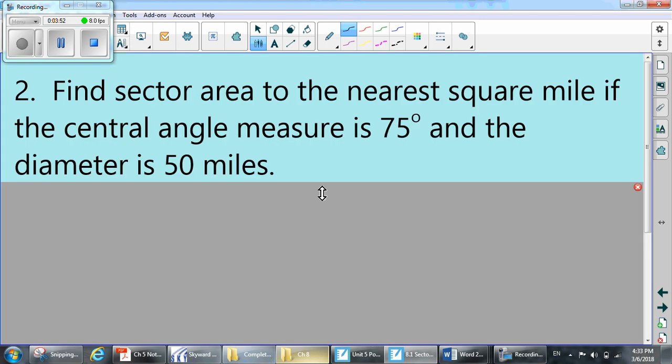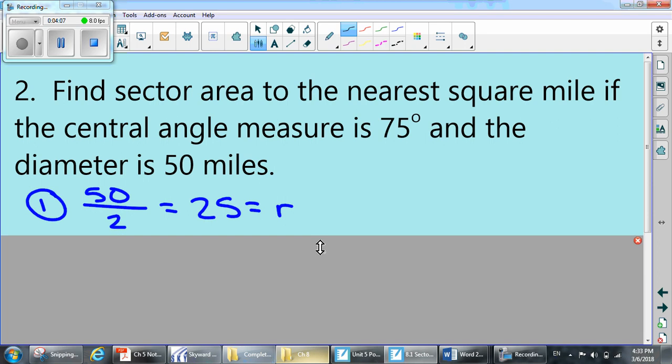For number 2, we want to find the sector area to the nearest square mile if the central angle measure is 75 degrees and the diameter is 50 miles. To find the area of the circle, we need the radius first. Since they gave us the diameter, 50 miles going the whole way across the circle, our radius is 25.